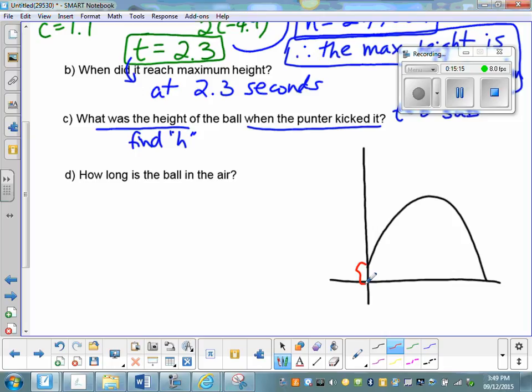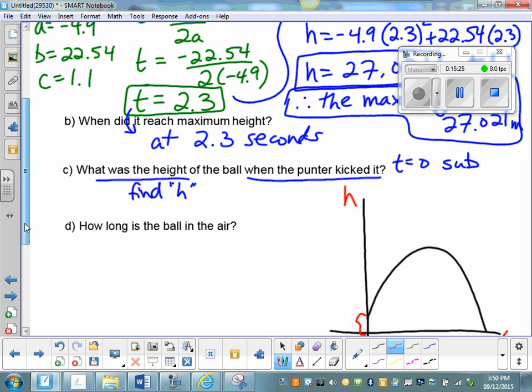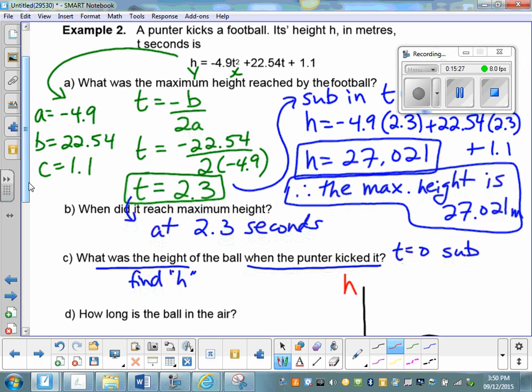And that value is the y-intercept. It is when t equals 0. I guess it's the h-intercept here. And if I sub 0 back up into this equation, that value on the end ends up being the answer to that.